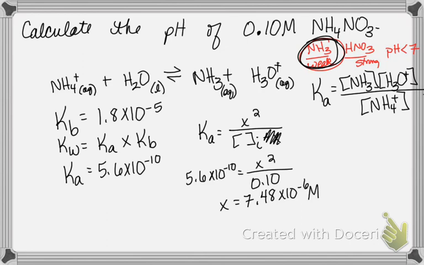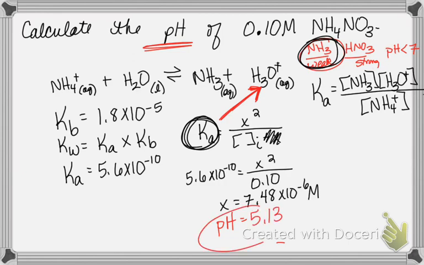What is X equal to? Anytime you're using a Ka, X is your hydrogen ion. See? Hydronium ion, same thing as hydrogen ion. So anytime you're using a Ka, the X is equal to the hydrogen ion. So how would I calculate the pH? I simply take the negative log of that. And for the pH of this salt, I get 5.13 or 5.1, which matches what I predicted at the start, that it would be less than 7. Okay, so that's calculating the pH of an acidic salt. Now, let's do another one.